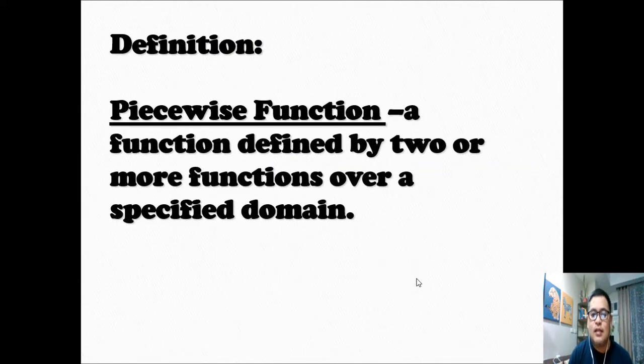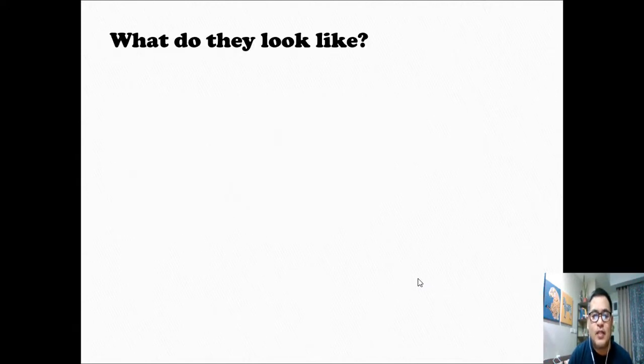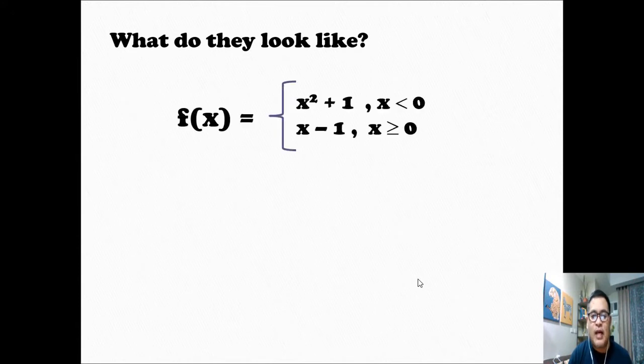Piecewise function is defined as a function defined by two or more functions over a specified domain. I'll repeat, it is a function defined by two or more functions over a specified domain. Say, for example, f of x is equal to x squared plus 1, where x is less than 0, x minus 1, where x is greater than or equal to 0.